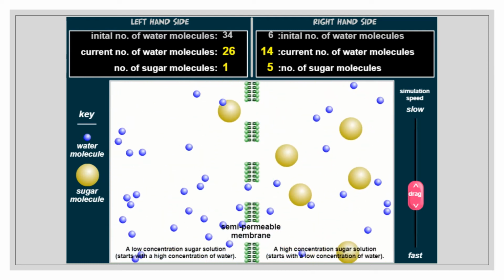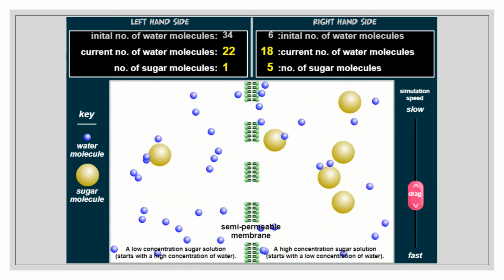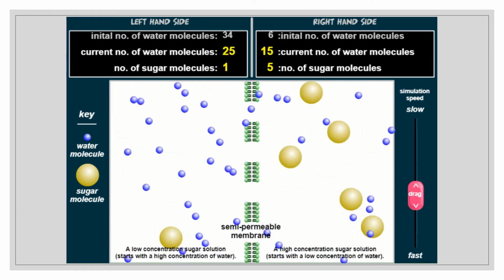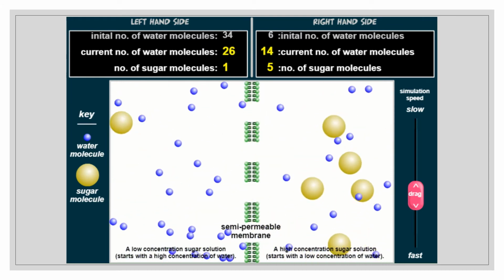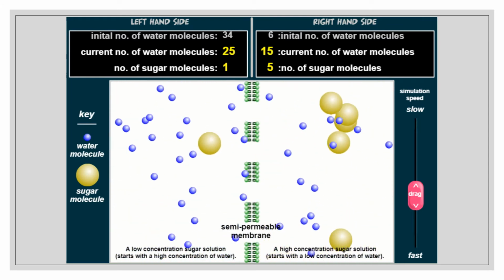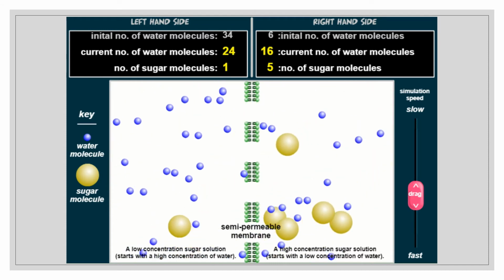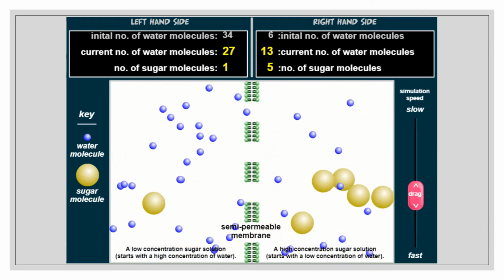And what's happening is that they're trying to get to an equilibrium. So we're trying to balance out the water concentration on either side. And that is going from left-hand side, high water concentration, to low water concentration on the right-hand side until we get to an equilibrium.